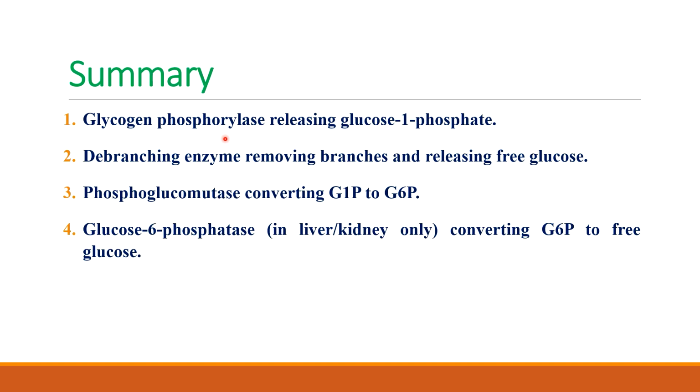So glycogen phosphorylase is the enzyme which is releasing glucose 1-phosphate. Then we have the debranching enzyme which is removing the branches and releasing free glucose. Then we have phosphoglucomutase which is converting glucose 1-phosphate to glucose 6-phosphate. And finally the glucose 6-phosphate is converted to free glucose. This is how glycogenolysis is taking place, resulting in the release of glucose.